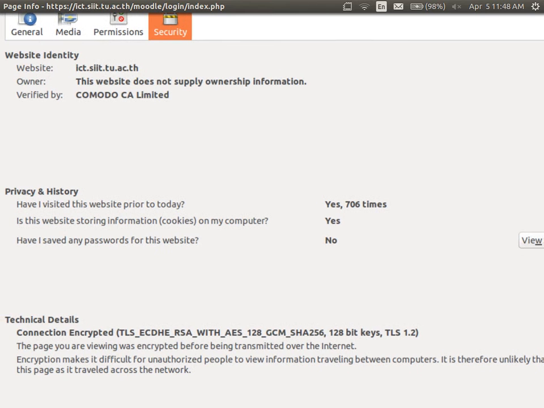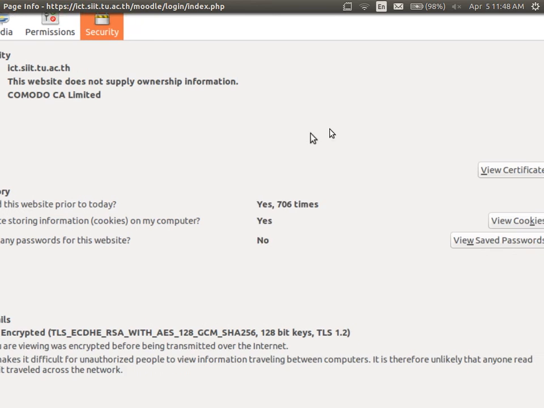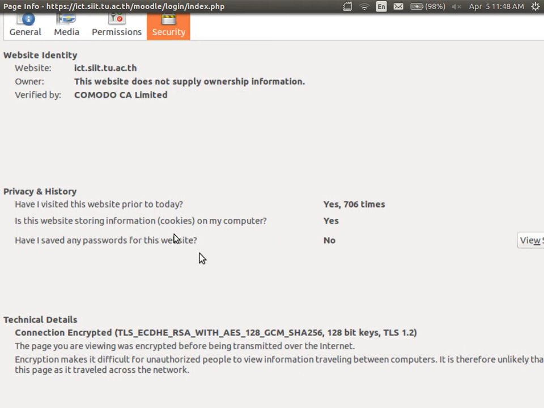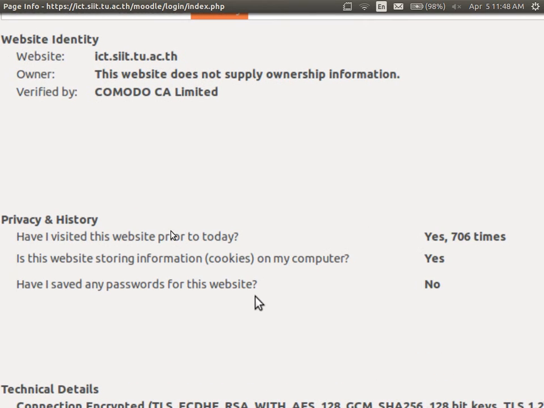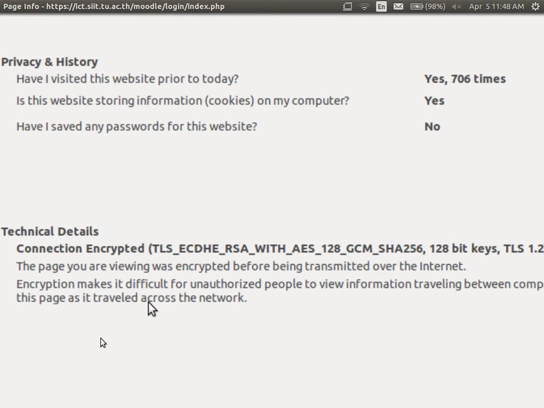It says something about the website identity, the ID is a domain name. There's nothing about who the owner is, but that's just for information. And verified, this identifies the authority, in this case, a company. The technical details: this HTTPS connection is encrypted using AES, 128-bit key. SHA-256 is the hash function. RSA was used for the certificate.